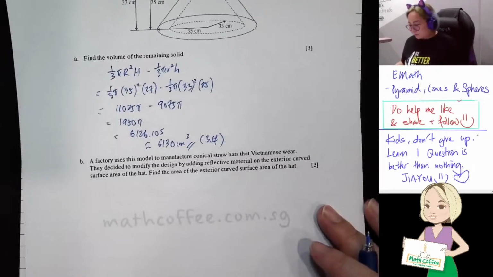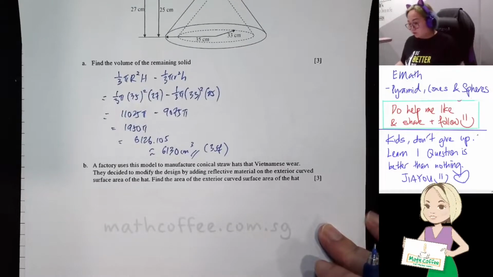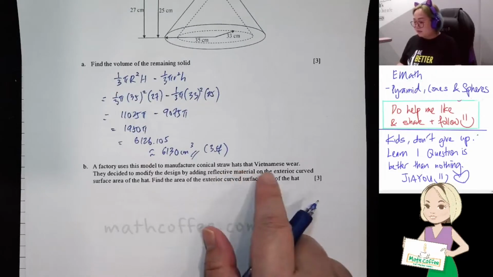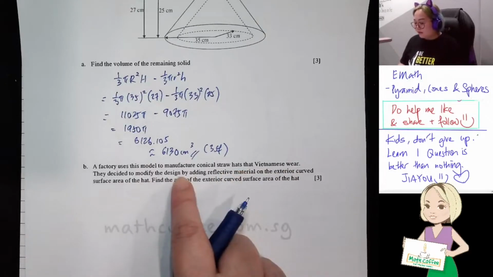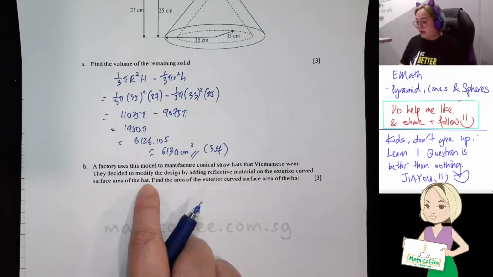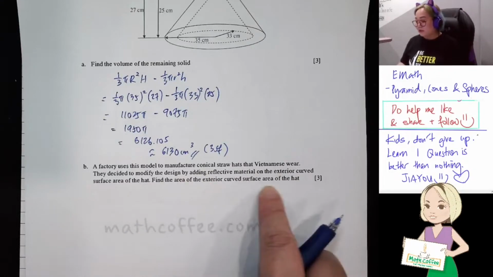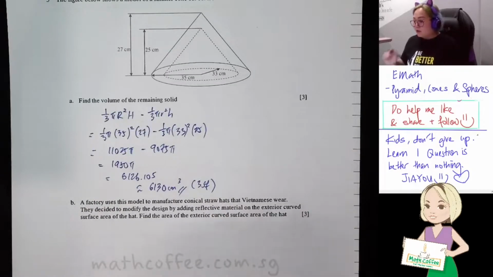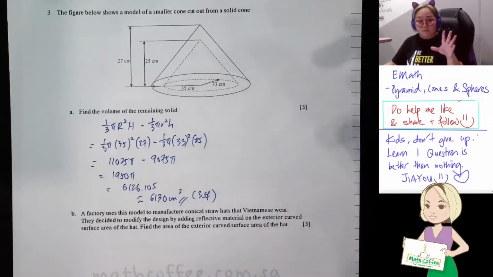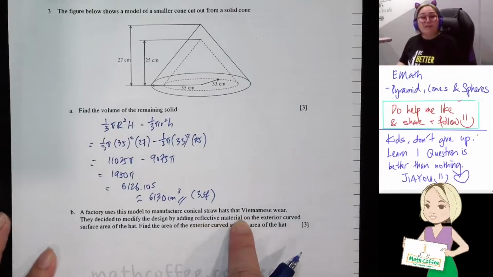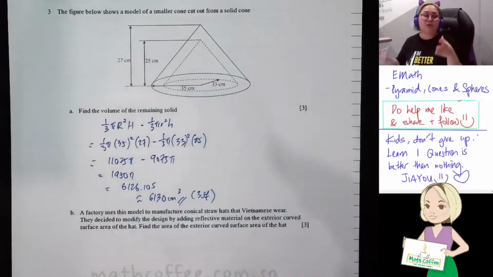Okay, next. They say a factory uses this model, which means it's a smaller size, to manufacture a conical straw hat that Vietnamese wear. They decided to modify the design by adding a reflective material on the exterior curved surface area of the hat. Find the area of the external curved surface area of the hat. So this is the hat. They are saying that they modify by putting reflective material on the exterior curved surface area. So it means it is the big curved surface area of the cone.